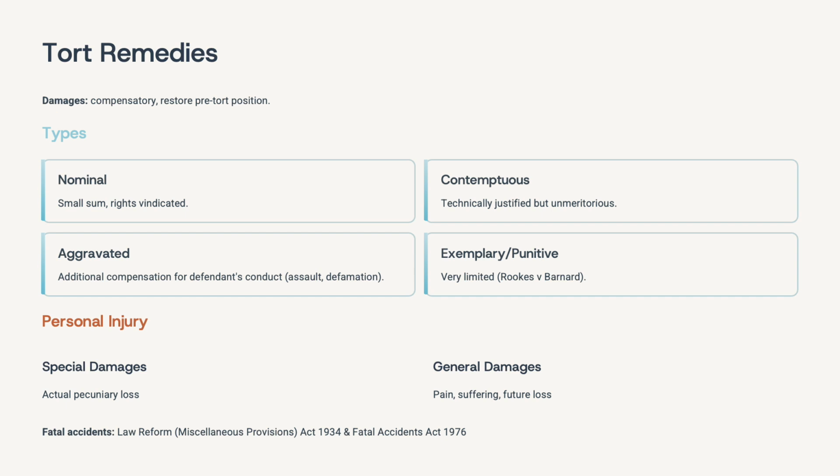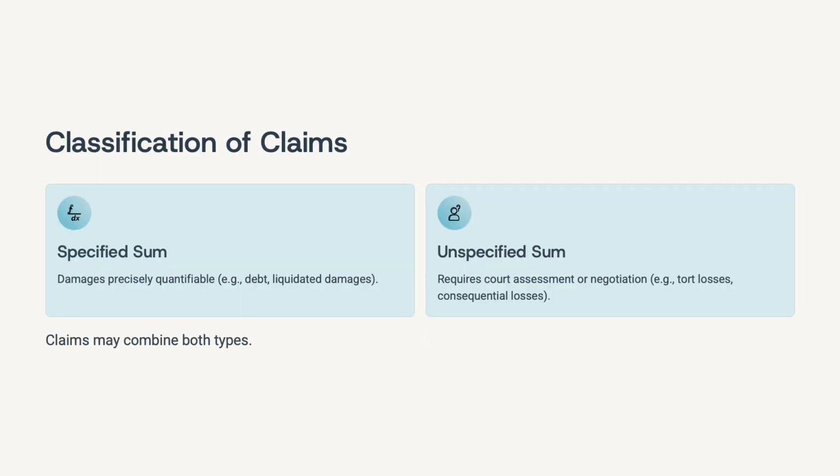Then we have aggravated damages, to compensate for insult to feelings or dignity. While exemplary damages are rare, reserved for behavior so outrageous the court says, well, that deserves more than a slap on the wrist. So keep in mind Rookes v Barnard. Examiners love it at that point in order to talk about remedies in tort law.